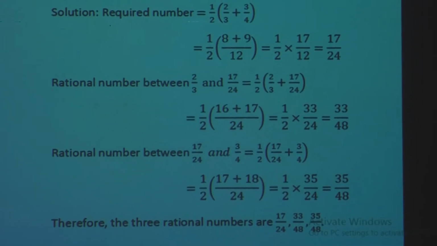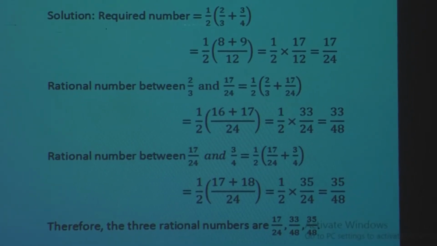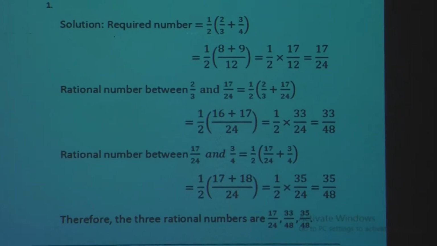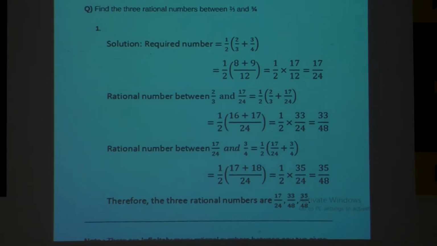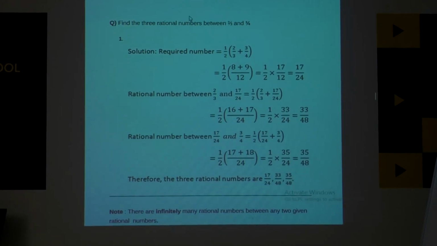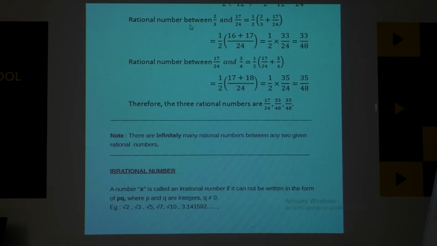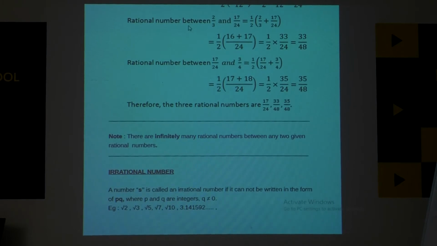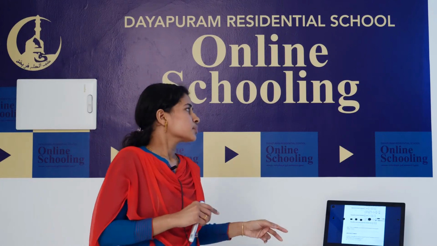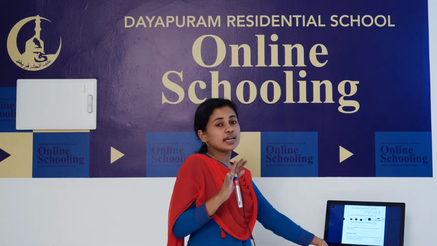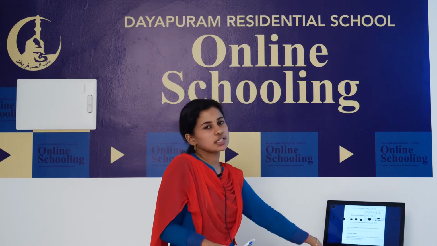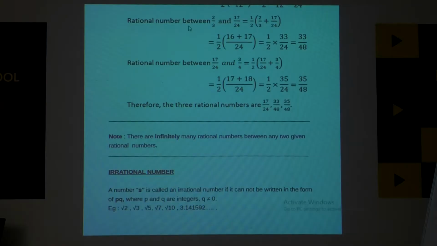This is also finding the rational numbers between 2 by 3 and 3 by 4 using the mean method. We can also find the LCM of 3 and 4, or you can use the mean method. It's up to you. So we concluded that there are infinitely many rational numbers between any two given rational numbers. There is no limit to the rational numbers between any two rational numbers.